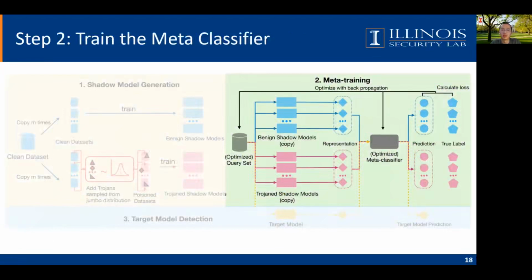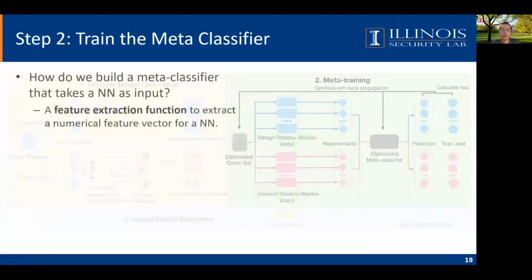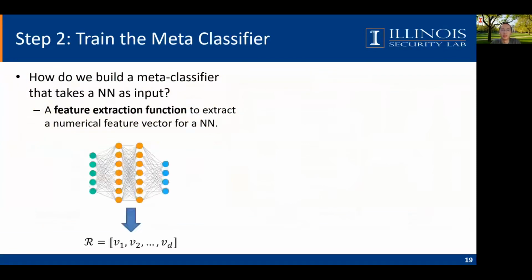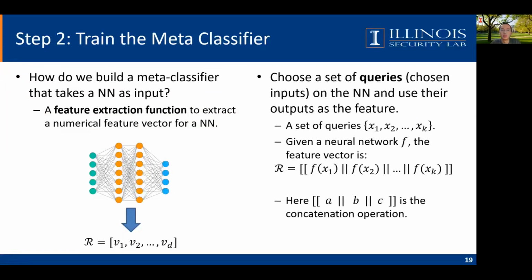Having the shadow models, the second step is to train a meta-classifier to distinguish between benign and Trojan models. The main problem here is how to feed the neural network as an input to meta-classifier. What we want here is actually a feature extraction function to transform the neural network into a numerical vector. Our design is to find a set of queries and use the output of the neural network as the feature vector. We will concatenate the output of the model and get a feature vector.